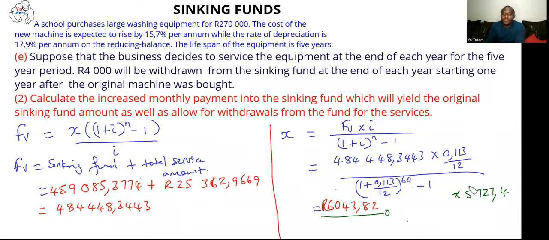We're going to get 6,043.82. From the original that we were paying before, when you're targeting the sinking fund only, it was 5,727. But now, because we are also including the service fee, it has increased to 6,043.82. Okay, so I hope you guys understand how this one works, and also remember to use your future value formula and also how to calculate your X.